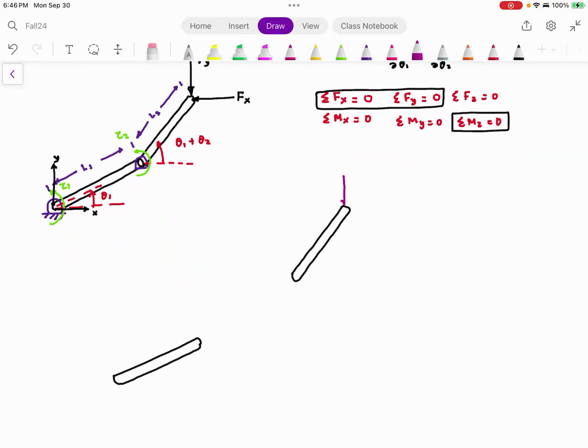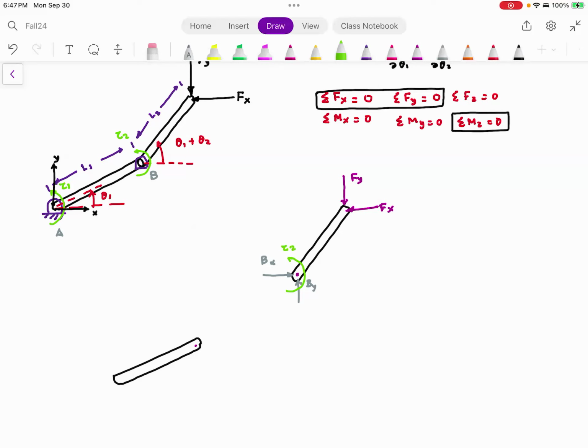So check this out. We are going to start with this link. You are going to have Fy here. You are going to have Fx here. As soon as I free the joint from the hinge, I would have the reaction forces. I'm going to call this joint B here, and this joint A here. This will be Bx. This will be By. And clearly here there is tau 2.